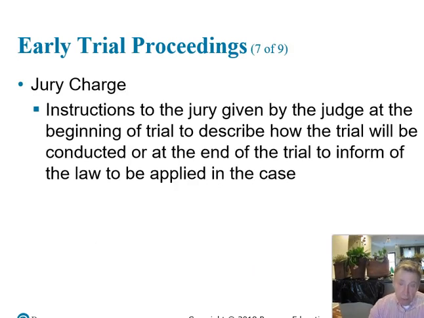Jury charge. Those are the instructions to the jury given by the judge at the beginning of the trial to describe how the trial will be conducted, or they can be at the end of the trial to inform the jury of the law to be applied in the case, or both. Sometimes this is what gets appealed. They're going to say that the judge gave incorrect instructions to the jury.